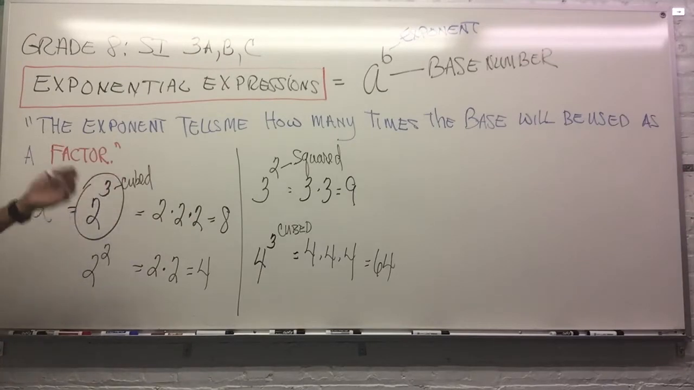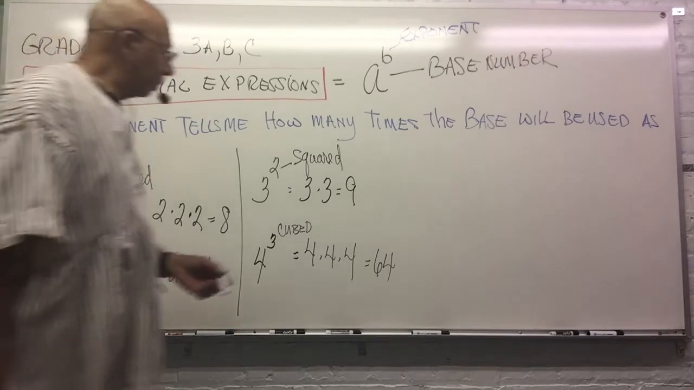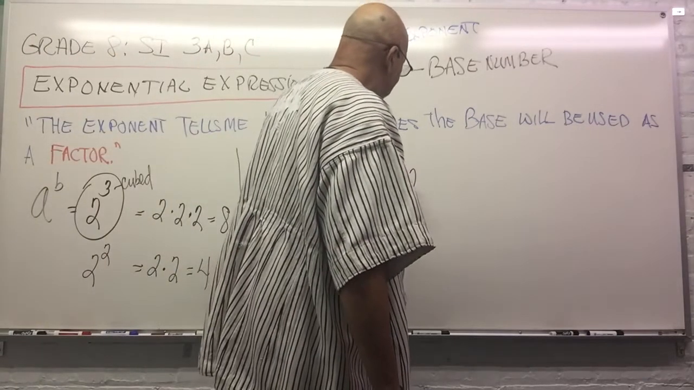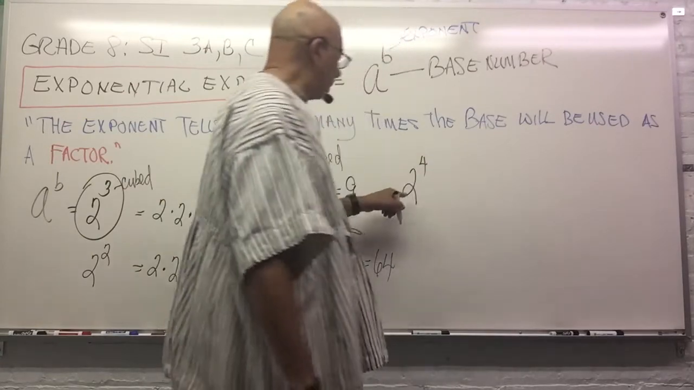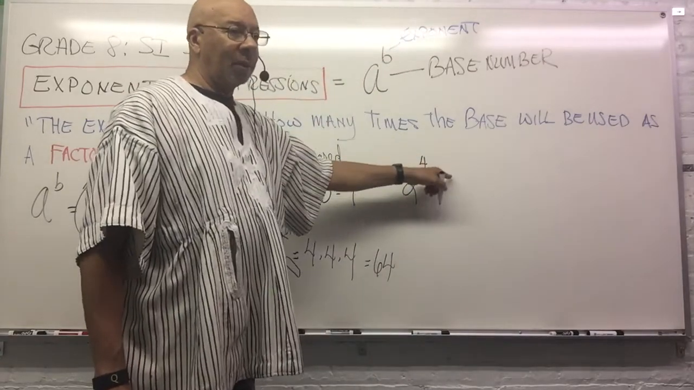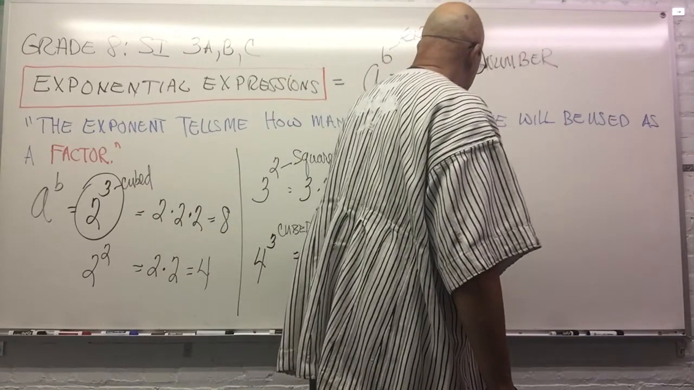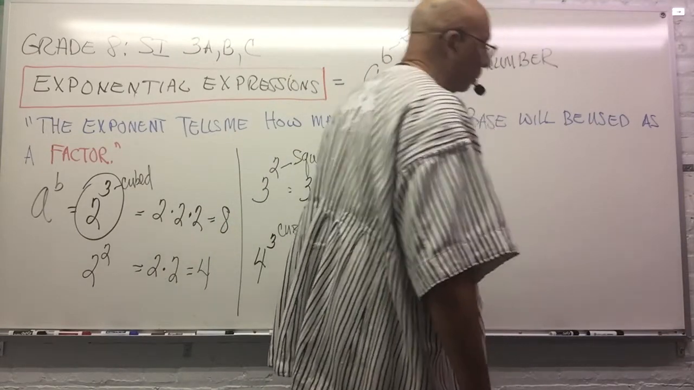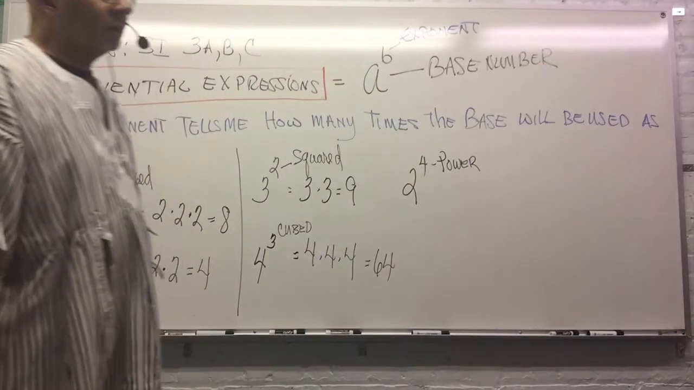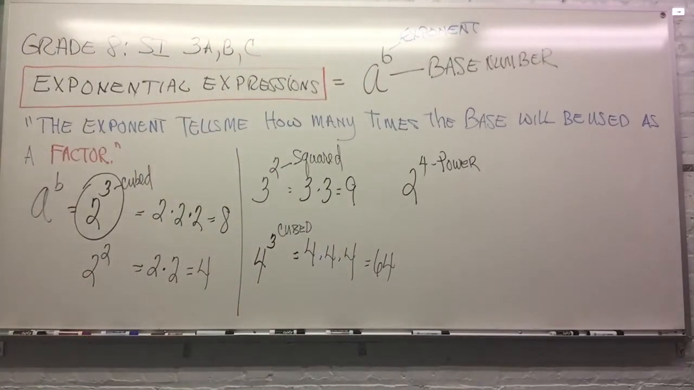2 and 3 are the only ones that have special names. All the other numbers will be said to be powers. So if you have 2 to the 4, it'll be 2 to the 4th power. Power, P-O-W-E-R. Just like the TV show Power that 50 Cent was involved in making, that TV program.